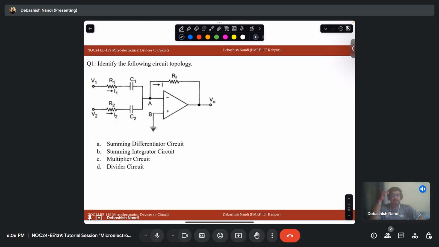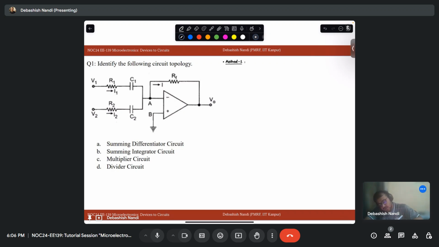It is asked that we identify the following circuit topology. So how do we go about this? There are actually multiple ways to go about this. One way which is very straightforward, let me discuss that first. Method one.